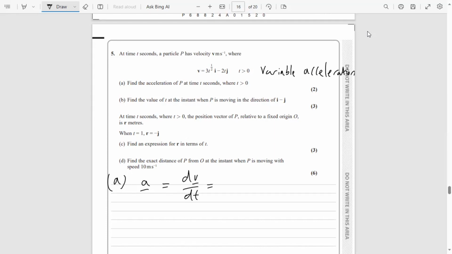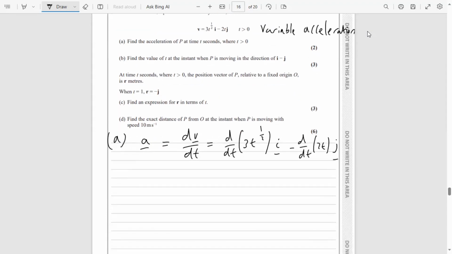And if we differentiate both the i component and the j component, that will give us our acceleration. So we're going to differentiate with respect to time our i component, and then do the same thing with our j component. So minus sign, and then differentiate with respect to t, this 2t in the j direction. So when we differentiate this 3t to the power of a half, bring the power to the front, take away 1 from the power, we get 3 times a half, and then times t to the negative a half. 1 take away a half, half take away 1 is negative a half, and this is all in our i direction.